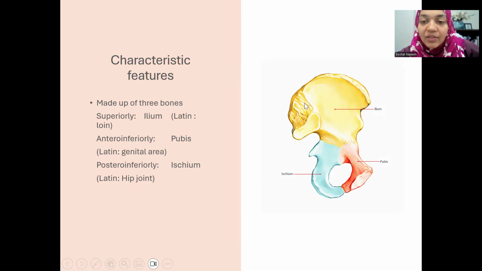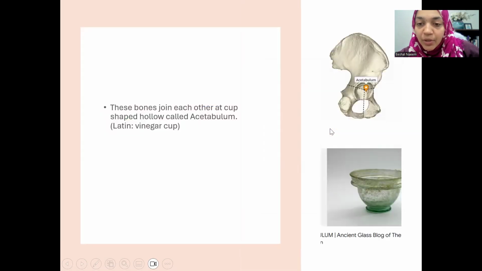So superiorly we have the ilium, anterior inferiorly we have the pubis, and then posterior inferiorly we have the ischium. The pubis has a body and two rami. Ramus in Latin means branch, and the ischium has a little body and one ramus, while the ilium has a wing or ala. That's the upper plate that is projected upwards, and the body, which is the lower part.